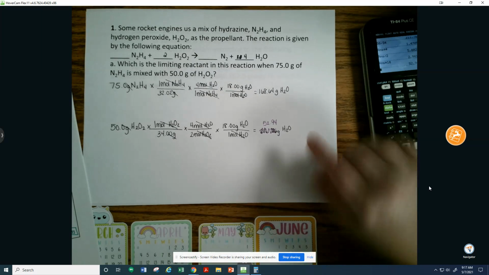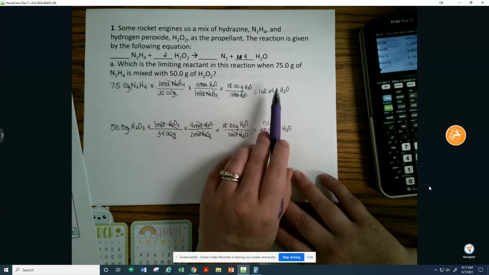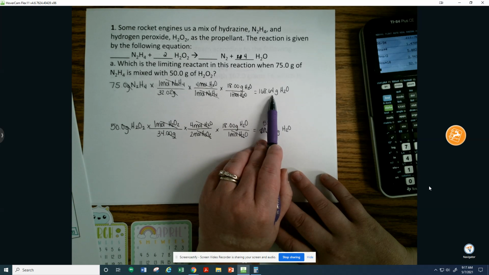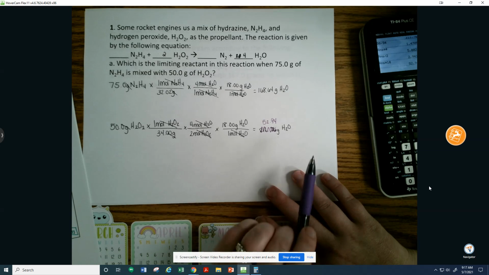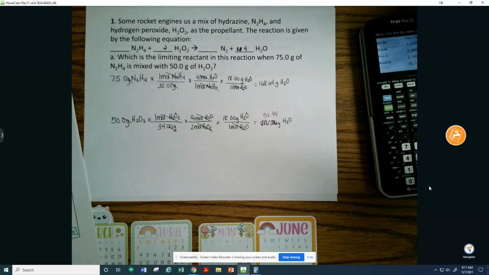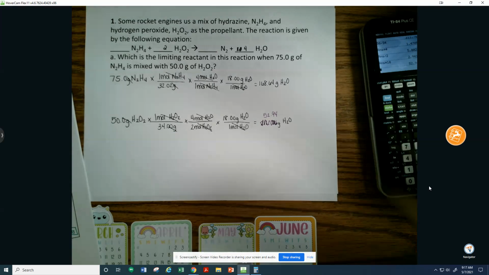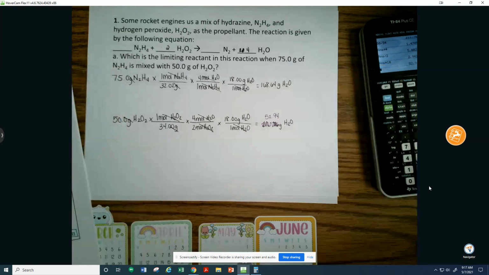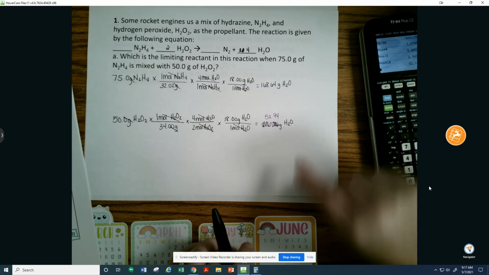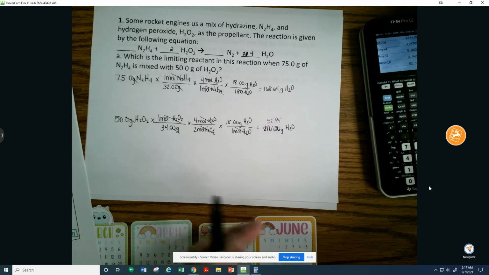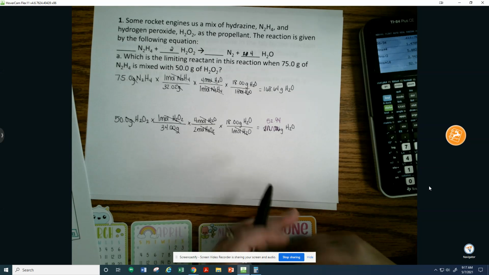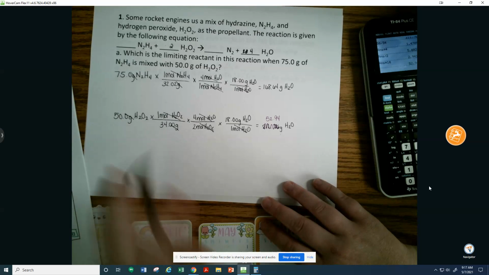What we have here, so again, 75 grams of hydrazine will make 168.64 grams of water. 50 grams of hydrogen peroxide is going to produce 52 grams of water, essentially. So what we have to interpret is these values relative to here. So what are we going to run out of? Well, whichever is making the lowest amount of product, that's what's going to hold us back, because that's when we're going to start running out of peroxide.